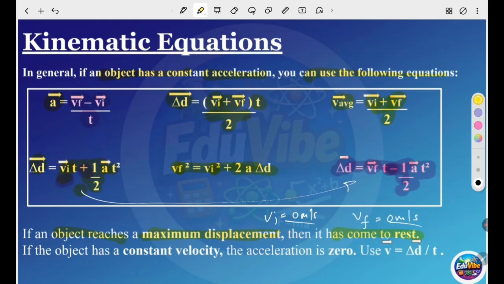And the last thing: if the object has a constant velocity, the acceleration is 0. If they mention somewhere that the velocity is constant, then the acceleration is 0, and you can directly use this formula. If the acceleration is 0, you don't need to use this formula or this one or this one. You can directly use delta d upon t, which is equal to the velocity.